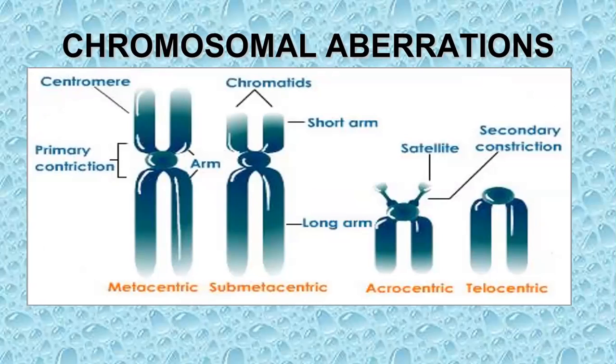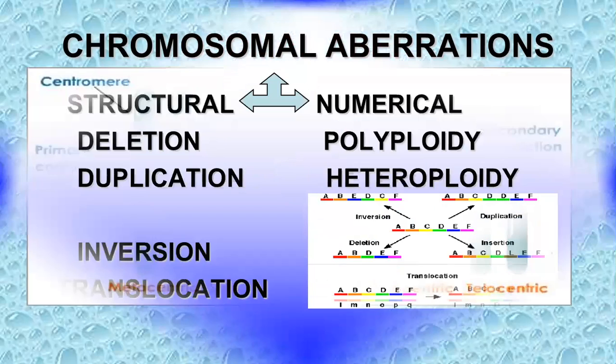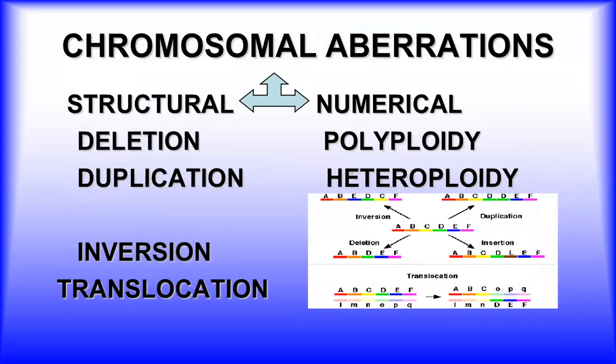As a general rule, the structure and number of chromosomes in an individual species remains constant. However, due to sudden changes, some changes are produced in the structure or number of chromosomes. Such changes are called chromosomal aberrations.